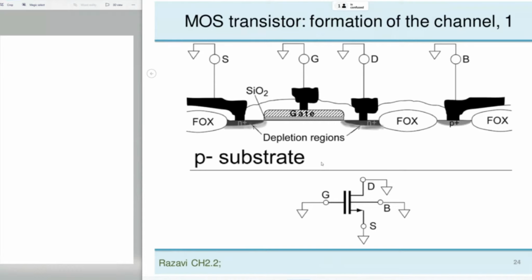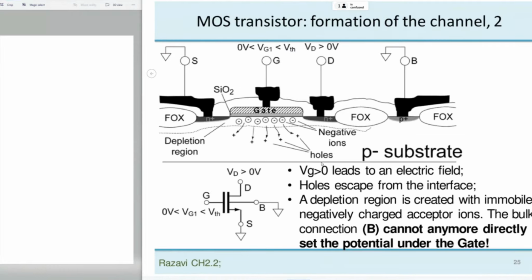All right, now step 2. We apply some voltage at the gate, and we apply some small voltage at the drain. The voltage applied on the gate is more than 0, a positive voltage, but still less than the threshold voltage. So we will create a vertical electric field in this direction from the gate to the substrate. Keep in mind that the substrate is biased to 0.